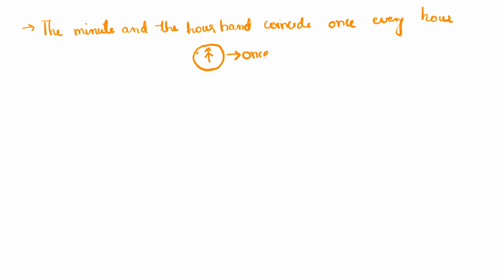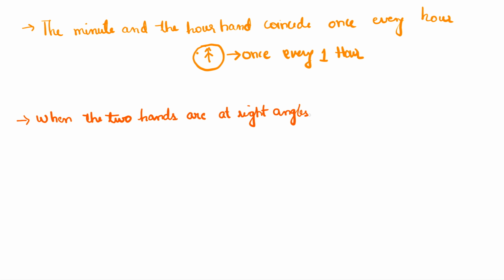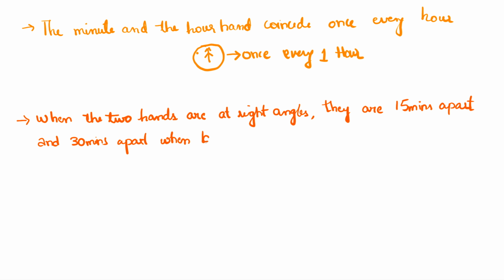Before we go ahead and solve problems on clocks, I need you to know a few things. The minute hand and the hour hand of a clock coincide once in every hour. And as you already know, when the two hands are at right angles, that is the minute hand and the hour hand, they are 15 minutes apart. And when they are 30 minutes apart, they are in opposite directions.